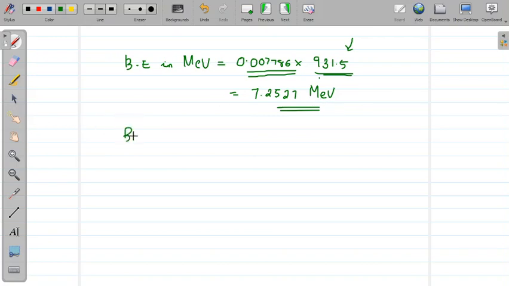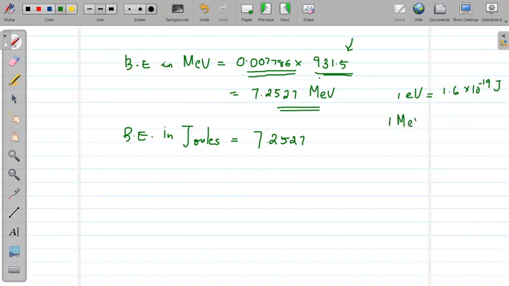Now let us calculate the binding energy in joule. Let us convert this value, 7.2527, into joules. How do you convert 1 electron volt into joule? 1 electron volt equal to 1.6 into 10 raised to minus 19 joules. So then 1 mega electron volt equal to 1.6 into 10 raised to minus 19 into 10 raised to 6. 10 raised to 6 stands for mega. Mega is 10 raised to 6. So this is 1.6 into 10 raised to minus 13.